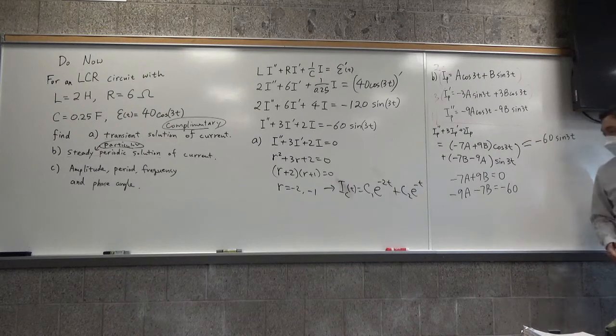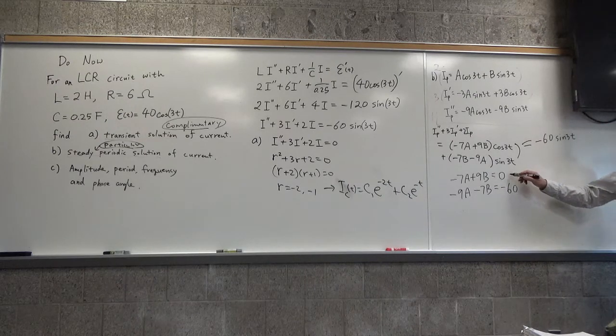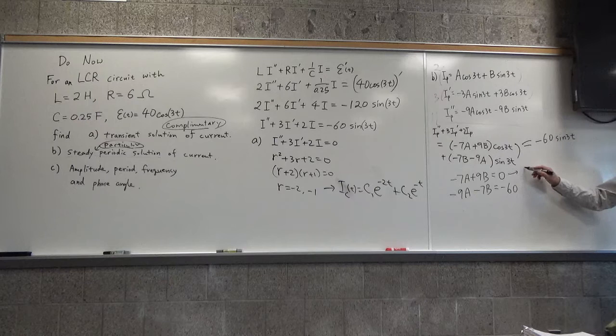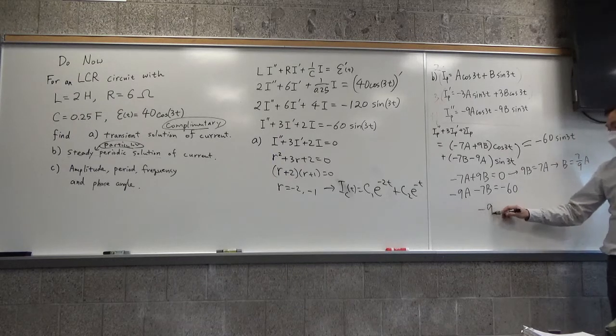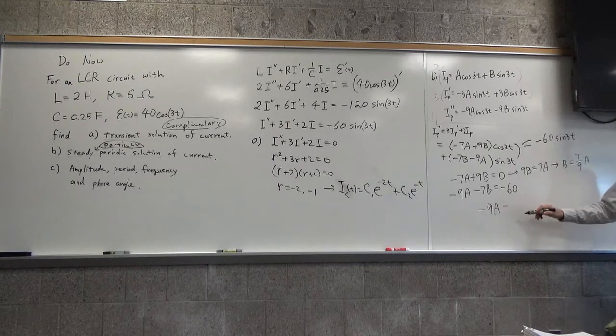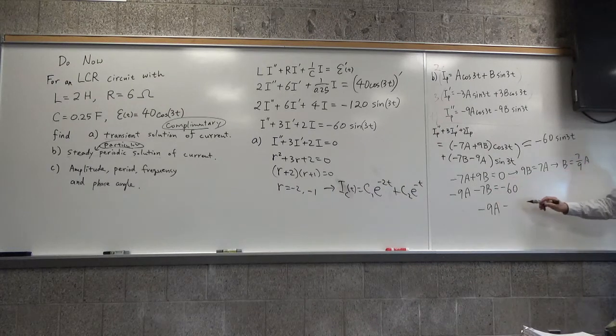There are many ways to do this, but let's just solve this for b. So 9b is 7a, so b is 7 over 9 a. Plug it in here, so you get negative 9a minus 7 times 7 is 49, so 49 over 9 a equals negative 60. There's lots of negatives, right?